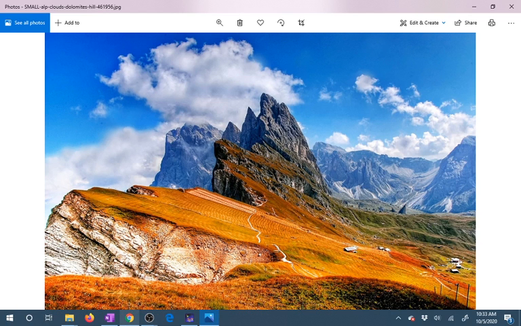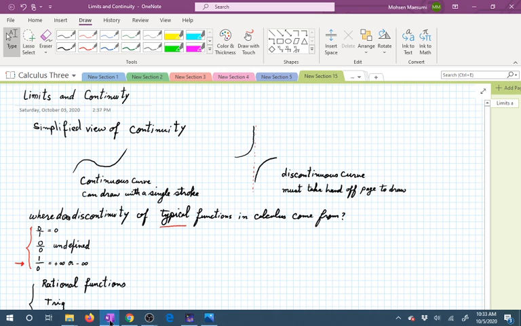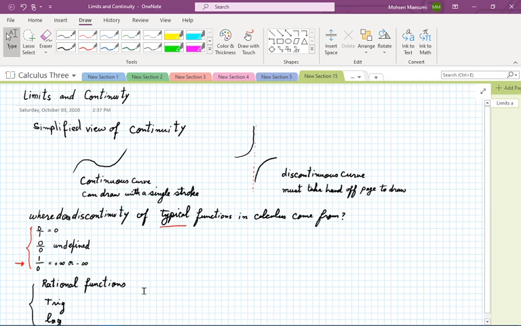Let's go ahead and start with a review of this topic from Calculus 1 or pre-calculus, and we are going to start with a simplified view of continuity as opposed to the official definition. So, simplified view: a curve is continuous if you can draw it with a single stroke, and it is discontinuous if you have to take your hand off the page to draw all of it.